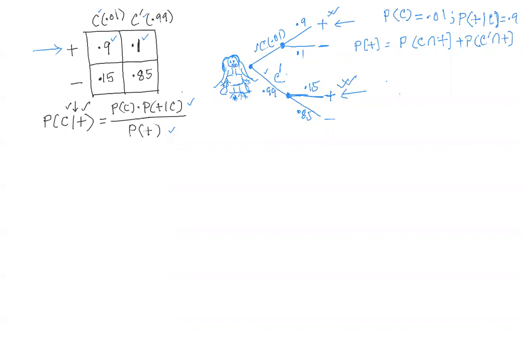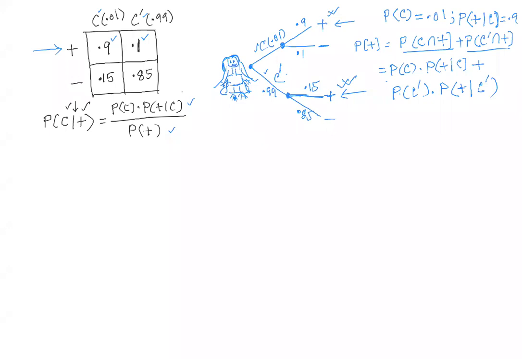So these are the things that you need to be careful about. Now, probability of testing positive equals probability of cancer and testing positive. So there's going to be probability of having cancer times the probability of testing positive given that the person has cancer. There's this term, plus this term, probability of C prime times the probability of testing positive given that the person does not have cancer.